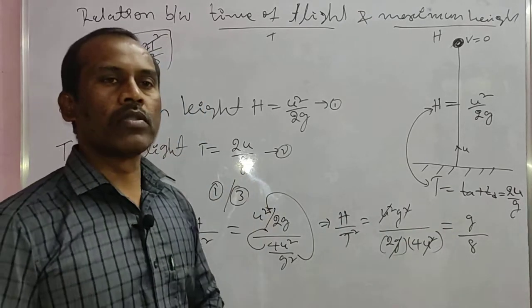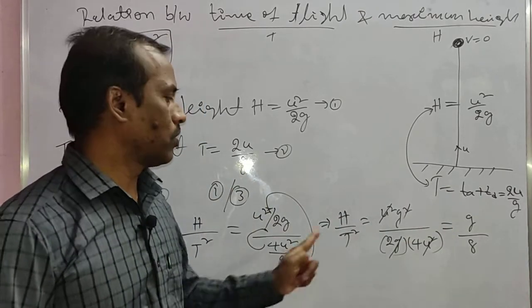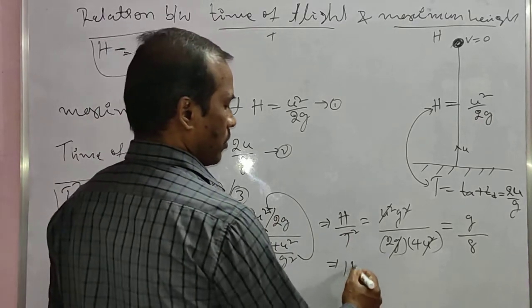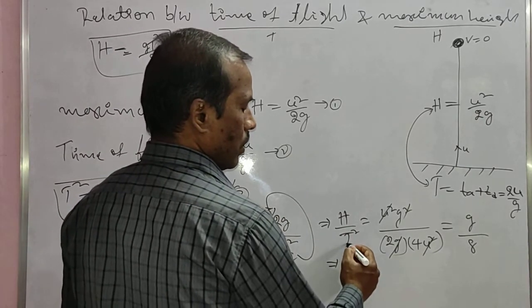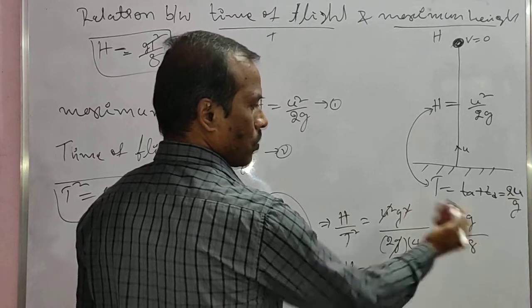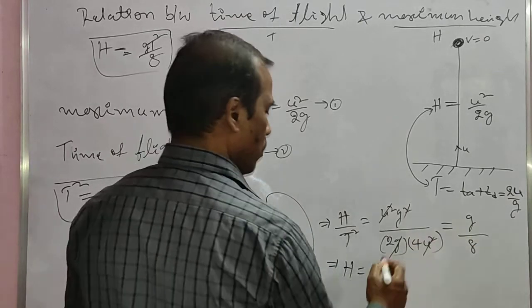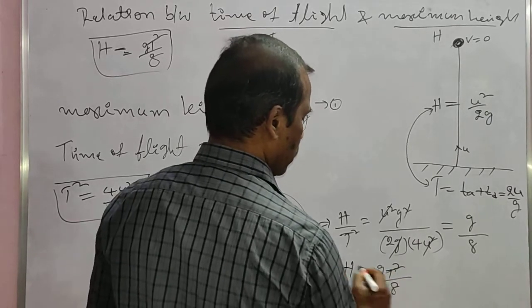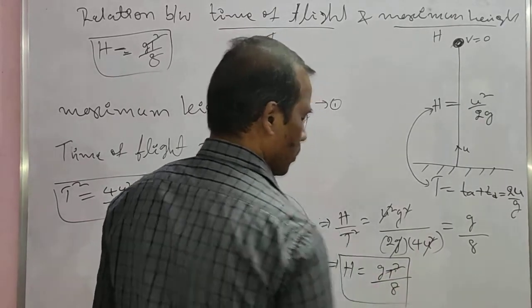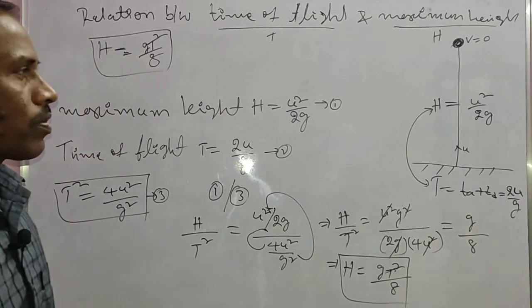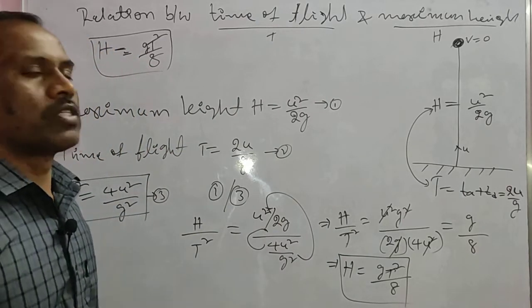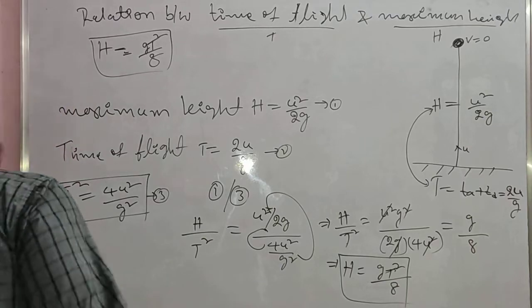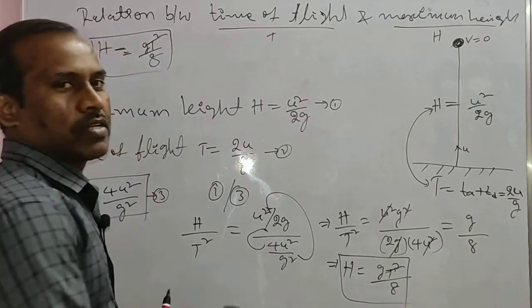So we want the maximum height: h is equal to t square cross multiplied to g, so that means g t square by 8. This is one method. Okay, this is the first one. Next, the second method is very simple. Note this one first of all.